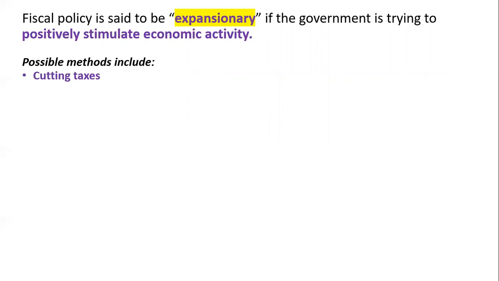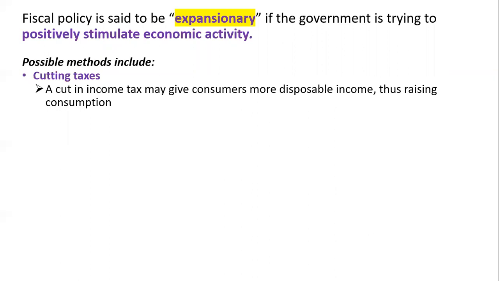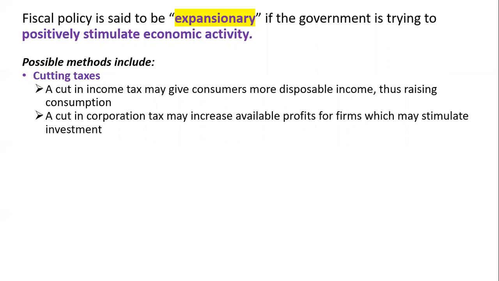So if the government wanted to implement expansionary fiscal policy to stimulate economic activity, they could look at cutting taxes. A cut in income tax may give consumers more disposable income, thus raising the levels of consumption. So if we cut income tax, individuals will have more money to spend. They'll have more disposable income. They may choose to spend that money on goods and services. Evaluation would be the risk that they could start saving more rather than spending, because when you spend, that money flows back into the economy again.